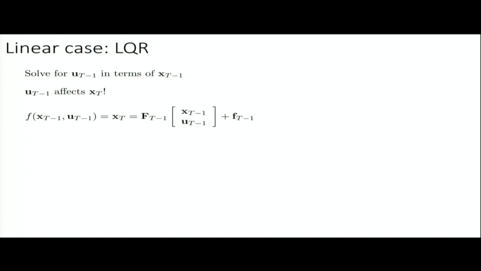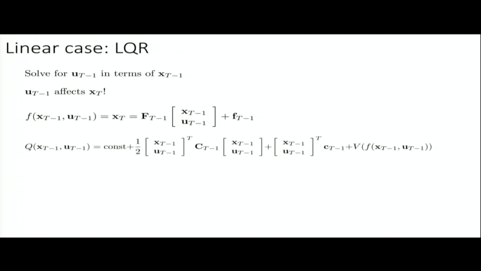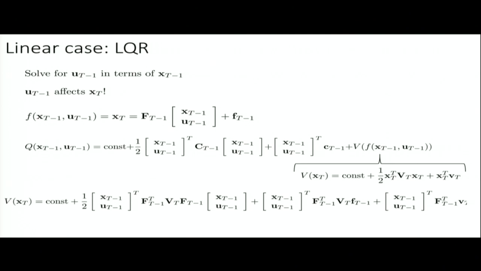So we know that x capital T is equal to f t minus 1 times this vector that stacks a state and action, plus the constant term in the dynamics. So that means that the Q function at time step t minus 1 is the cost function at step t minus 1 plus the value function at time step t. The value function at what state? At the state that you get if you take that action in that state, right? And we know f and we know v. So this is our v, and we plug in the f.